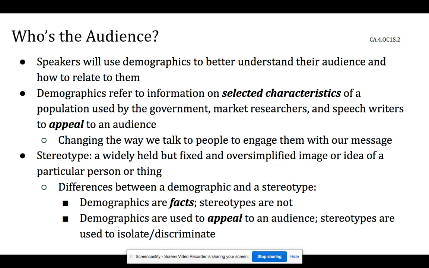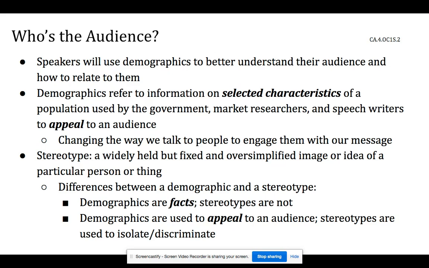A stereotype is a widely held but fixed and oversimplified image or idea of a particular person or thing. And it's often used in a negative way. Demographics are not supposed to be used in a negative way. So here are the main differences between a demographic and a stereotype. Demographics are fact-based and stereotypes are not. And demographics are used to appeal to an audience, and stereotypes are used to isolate and discriminate.